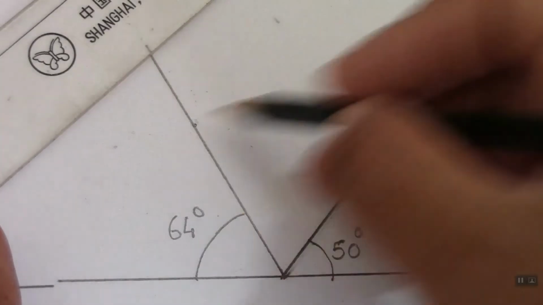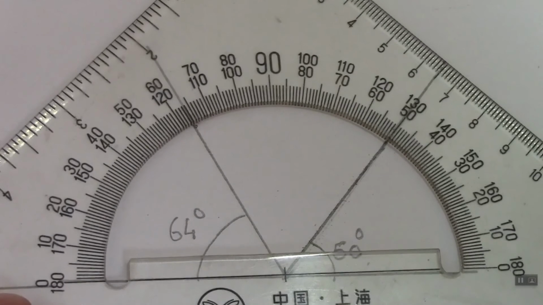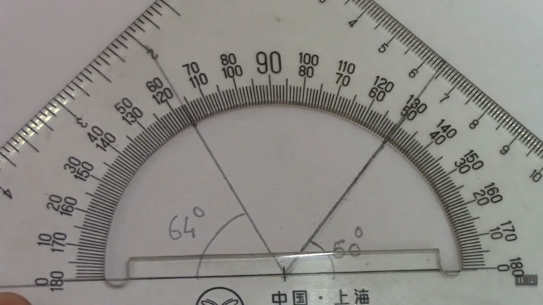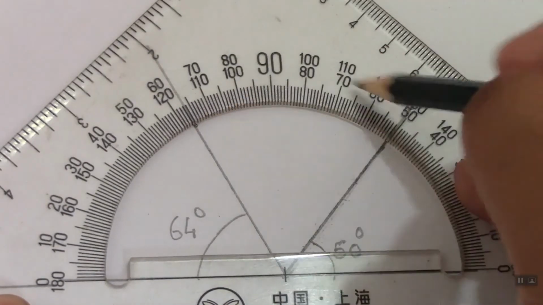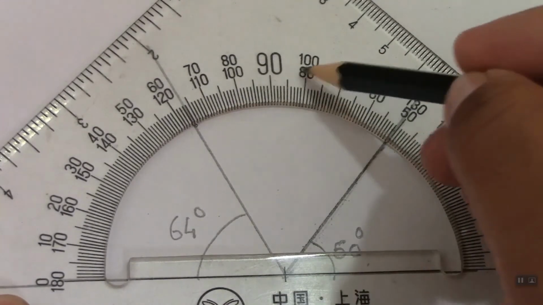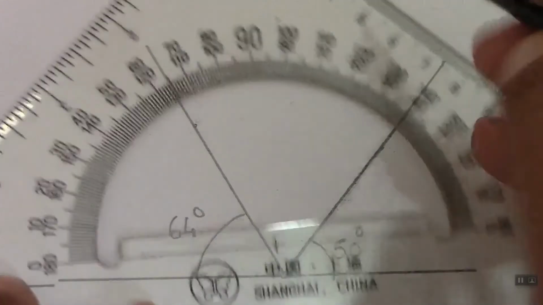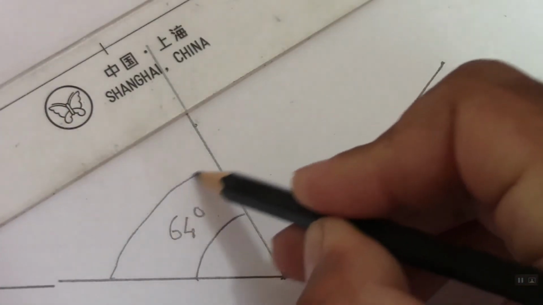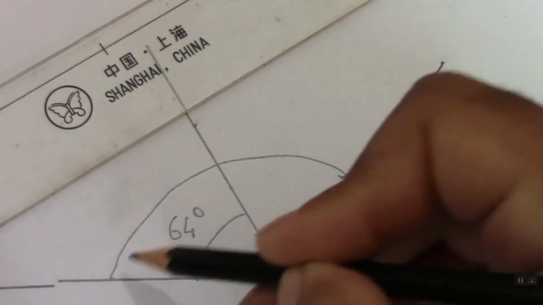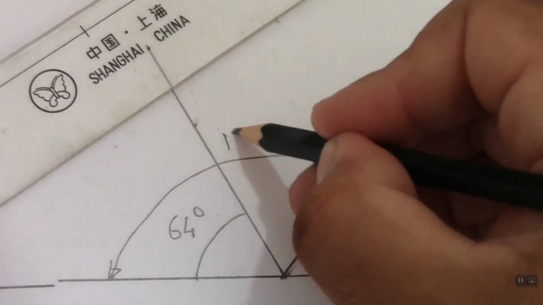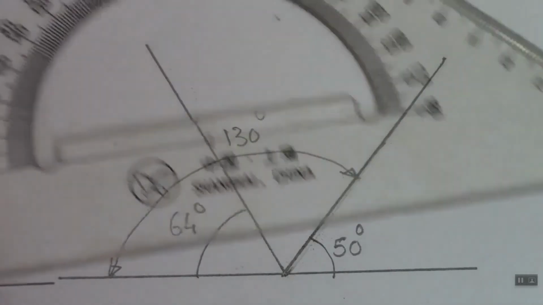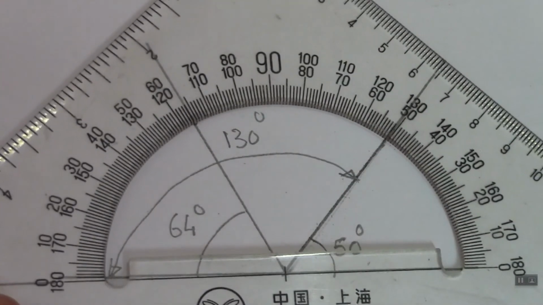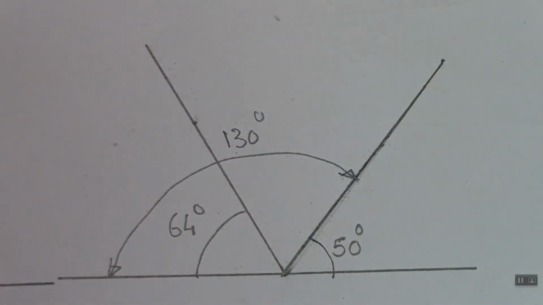I can also measure from here to here. If I put my protractor here, I can measure from 0, for example this line. This one makes, instead of 50, 130 degrees. So from here to here, there is 130 degrees. So this is how to use a protractor to measure an angle, to verify the accuracy of an angle.